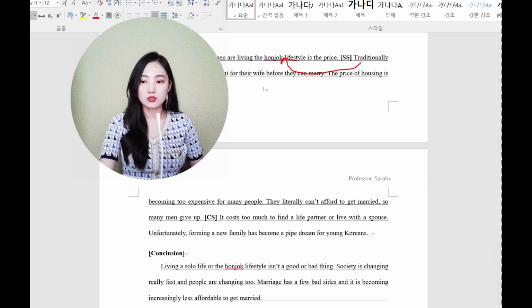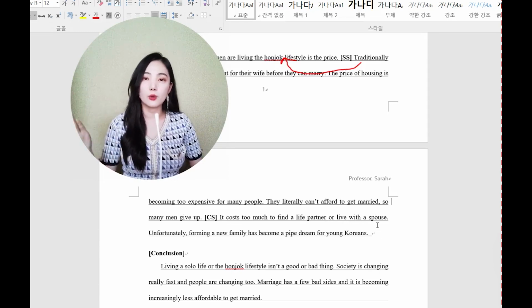Now moving on to concluding sentence. It costs too much to find a life partner or live with the spouse. Spouse means wife or maybe husband.